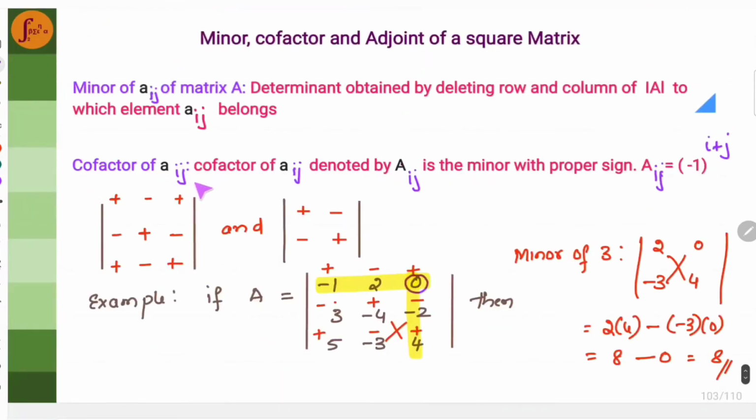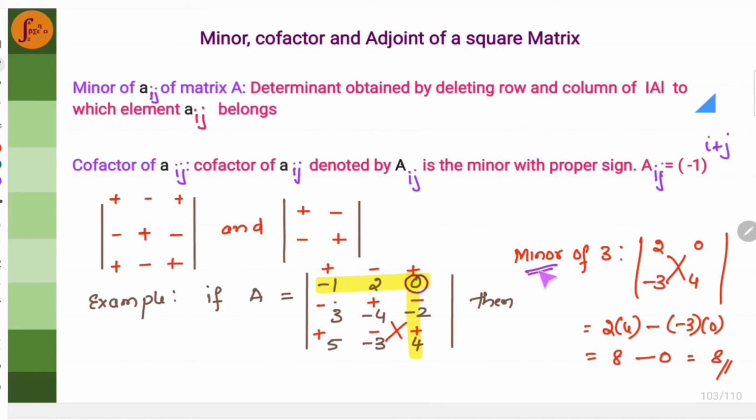Now what is cofactor of an element? Cofactor of an element is the same thing as minor itself, but with a proper sign, right? It is the minor of that particular element with a proper sign. Now, what do you mean by proper sign? We know that every element in the determinant will have alternate signs. So it will be plus, minus, plus, minus, plus, minus, plus. This is how you alternate the signs for elements in the determinant, right? So you apply this particular sign.